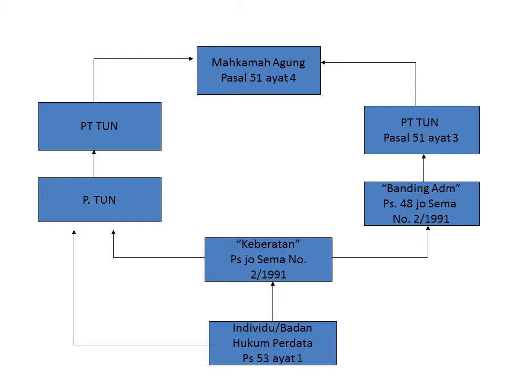There are two kinds of administrative effort or upaya administrasi. The first one is keberatan or objection. Keberatan or objection is an administrative effort that is followed by submitting an objection to the party or the institution or the officer who issued the decree.